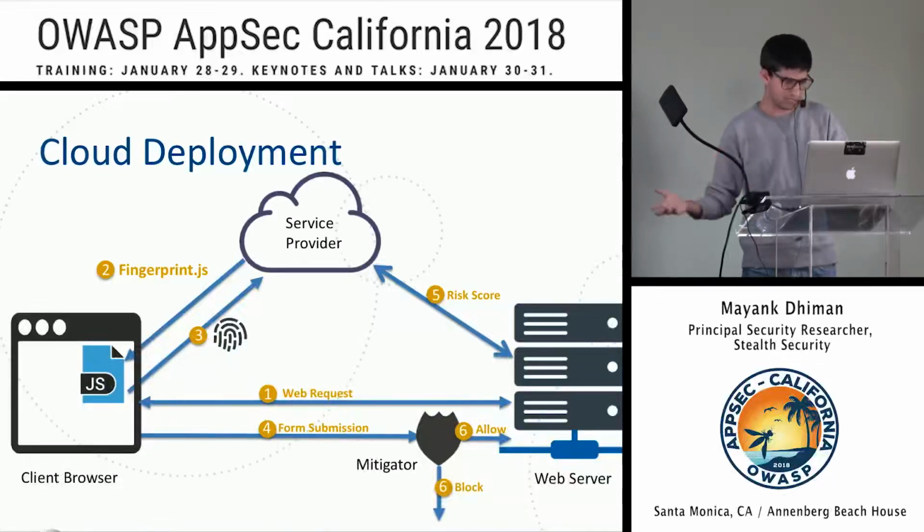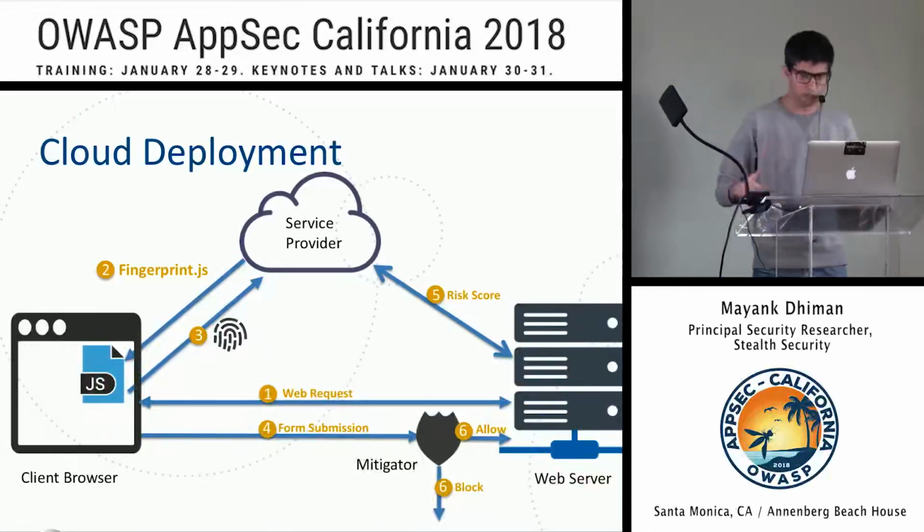So that comes to the mitigator, which is basically some sort of inline device, or it could be the web server itself, which analyzes the risk score, and based on the policy, it might allow the request to go through, or it might block it. So this is a common architecture, both for fraud detection solutions and bot detection solutions.